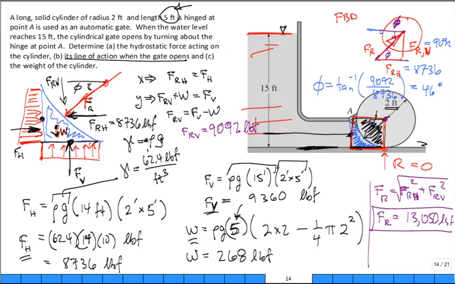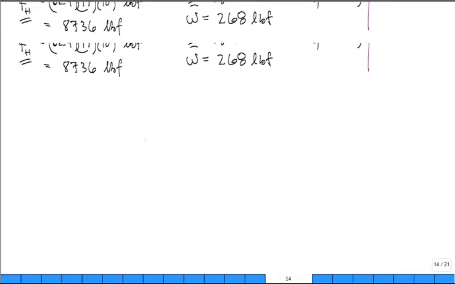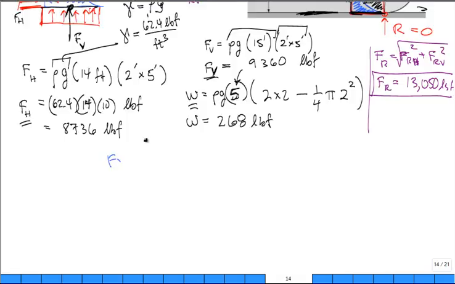Okay. Now the next question is, what is the weight of that cylinder? What is the weight of the cylinder? Well, I'm sorry, but I'm going to have to scroll down, and we go back to our free body diagram of the cylinder. Here's the complete cylinder. It has a weight in the center going down.